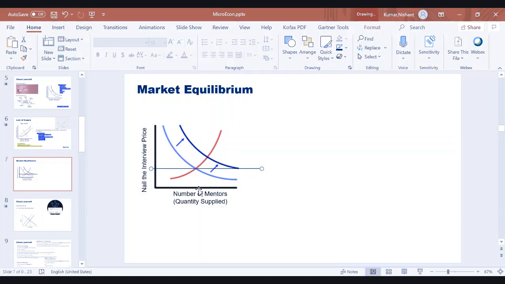The point at which demand and supply meet is called the market equilibrium. The price is called the equilibrium price, the quantity is called the equilibrium quantity, and the whole scenario is called market equilibrium.